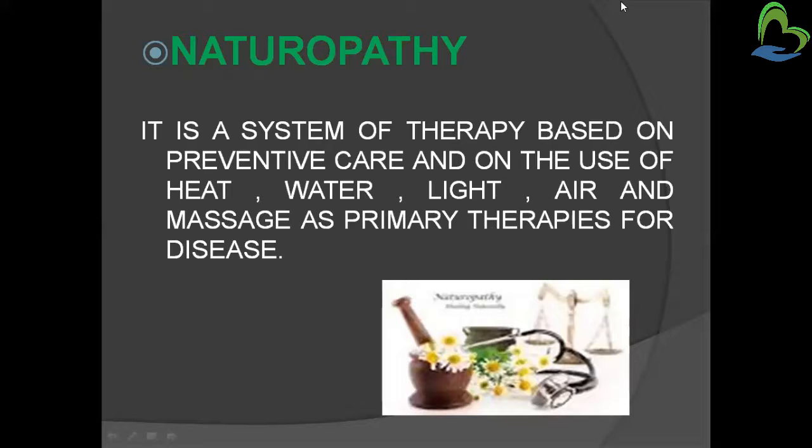Naturopathy. It is a system of therapy based on preventive care, using heat, water, light, air, and massage as the primary therapy for disease. For massage, naturopathy is very useful. Oil formulations made from flowers or plants are very useful, and they reduce pain also.